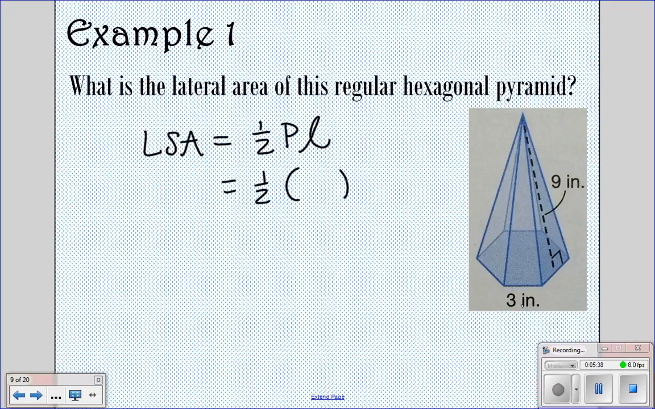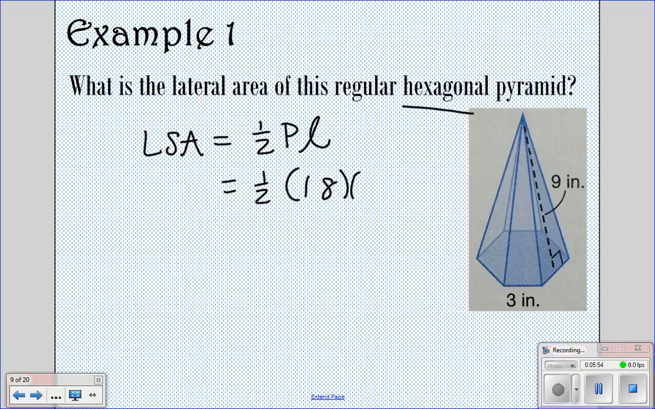On this figure, we have a hexagon for the base. So that means that it has 6 sides. And you can even count them if you want. 1, 2, 3, 4, 5, 6. And each of them is 3. So the perimeter is going to be 18.